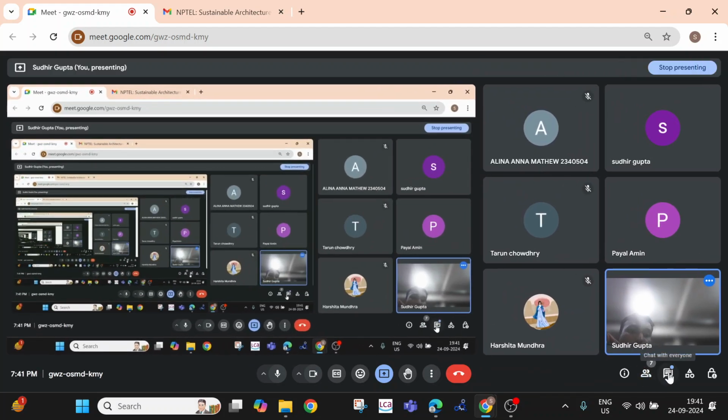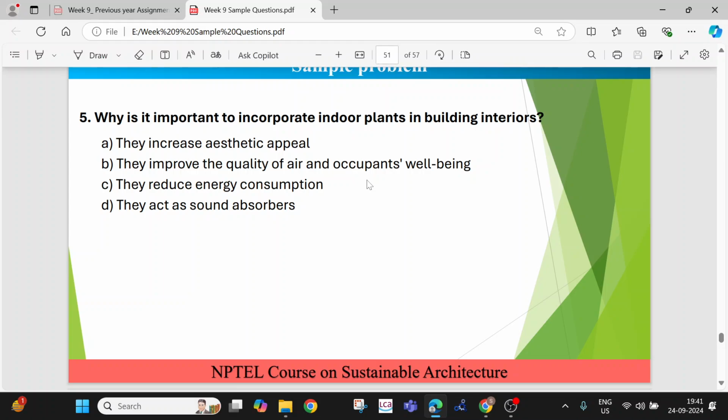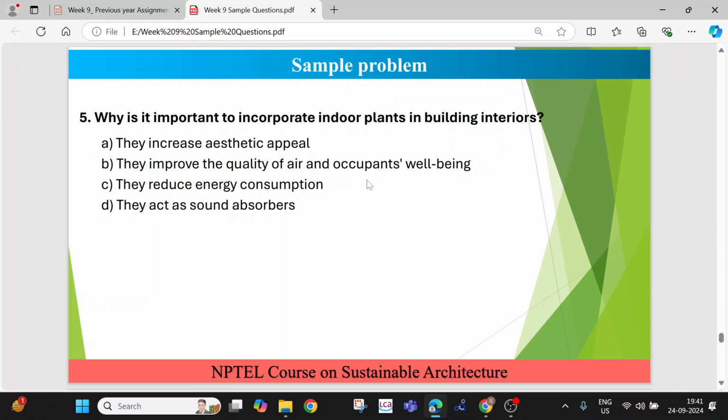Someone was saying something. B. So all of you have answered it correctly. Option B is the right answer for this question. That is, indoor plants are crucial for improving the health and well-being of the occupants by absorbing toxins such as formaldehyde or carbon dioxide and creating a soothing and vibrant indoor environment. Fine. So everybody is fine with option B.